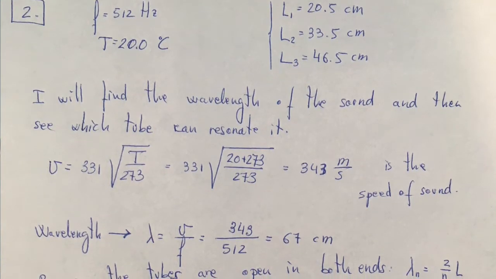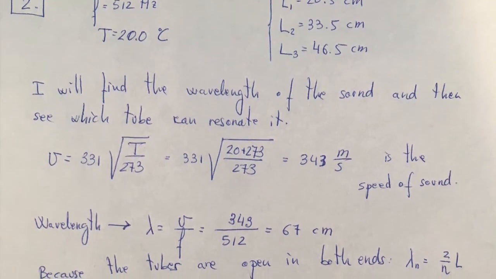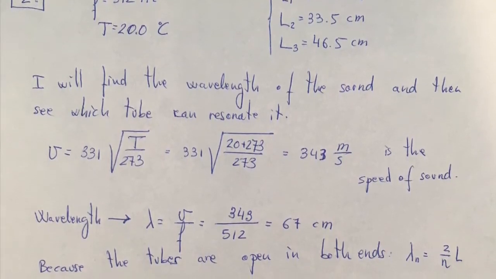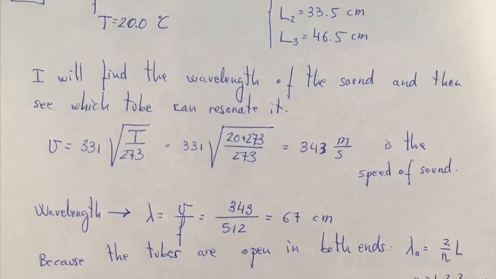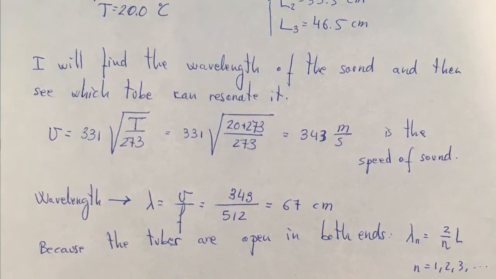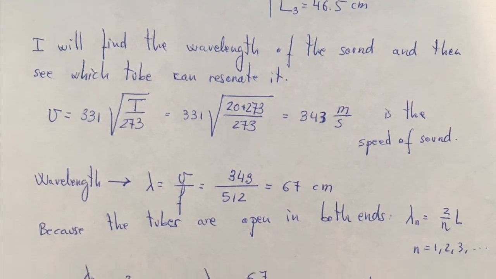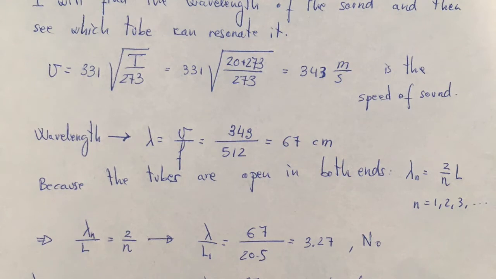Because the tubes are open at both ends, the wavelengths allowed in those tubes are 2 over n times L, where n is any integer 1, 2, 3, 4, 5, and L is the length of the tube. So let's divide the wavelength that I just found over those three lengths, and let's see what I find. If I divide lambda over L, I have to find 2 over n, where n is an integer.